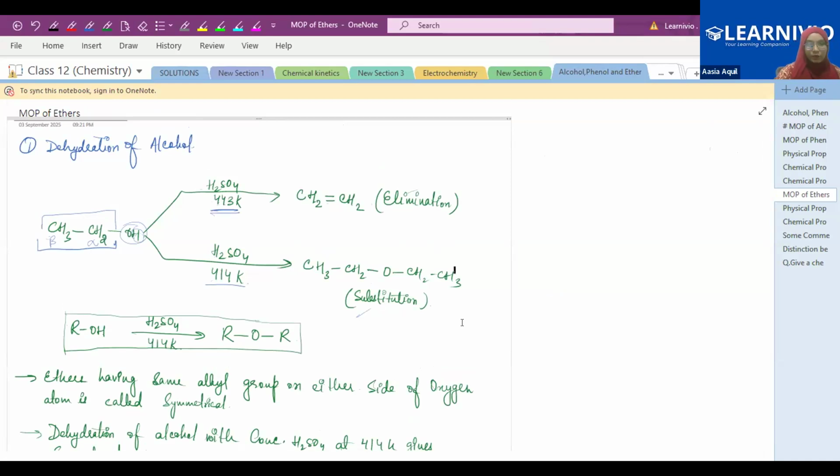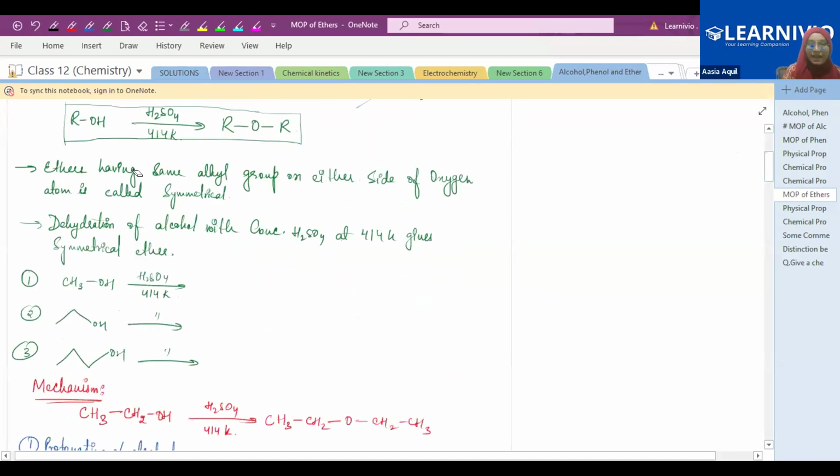Now, ethers having the same alkyl group on either side of the oxygen atom are called symmetrical. You know very well. So this is the oxygen linkage, and if on both sides of the ether the alkyl group is the same, so if here it is CH3, then here again it is CH3. So this is a symmetrical type, meaning this is the ether linkage, and on the right side as well as on the left side, both have the same alkyl.